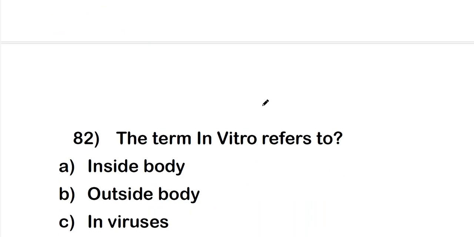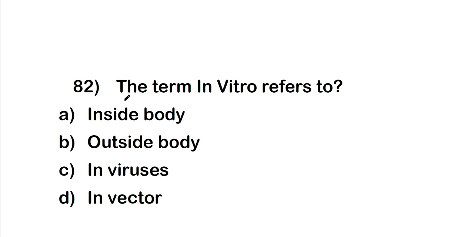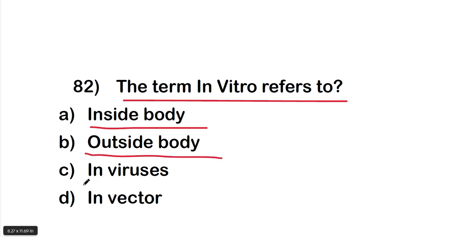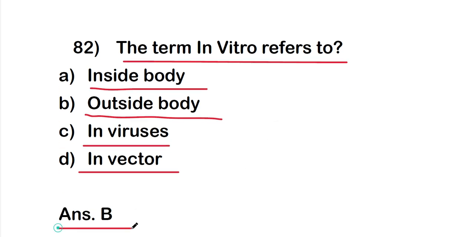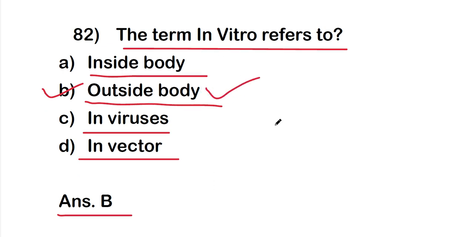So let's move on to question number 82, that is the term in vivo refers to option A inside body, option B outside body, option C in viruses, or option D in vector. And the right one is option B, that is outside body. So the term in vitro refers to outside body.